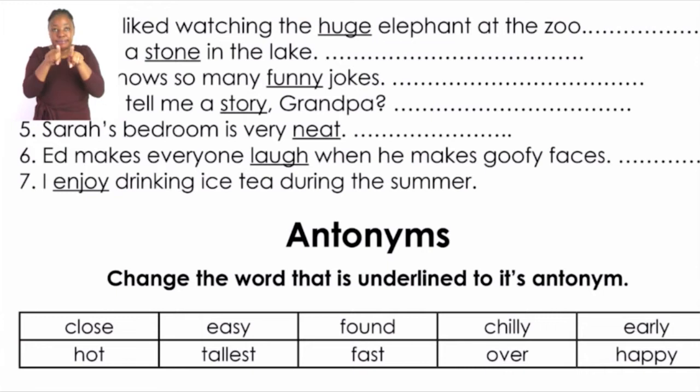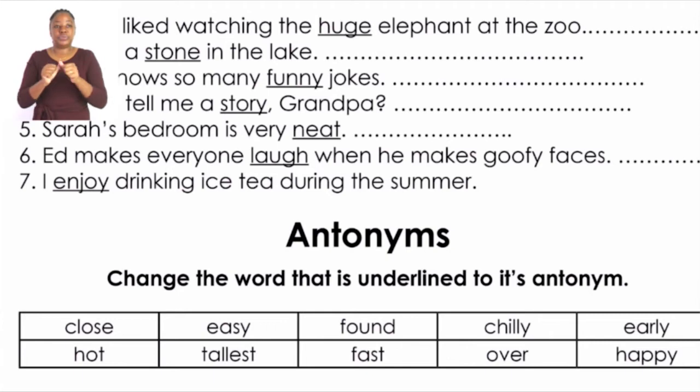Let's take a look at number 5. Number 5 says, Sarah's bedroom is very tidy. The word tidy is the one that is underlined there. And you have to think of another word that means tidy. Another word that can mean tidy is neat. So you can write the word neat. The rest of the synonyms you are going to do by yourselves.